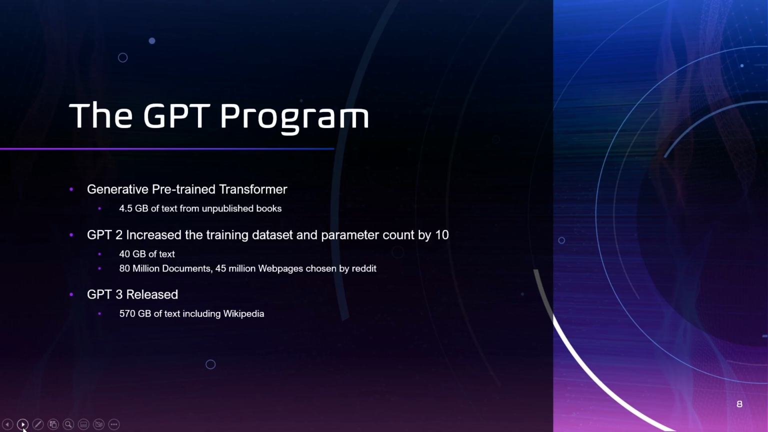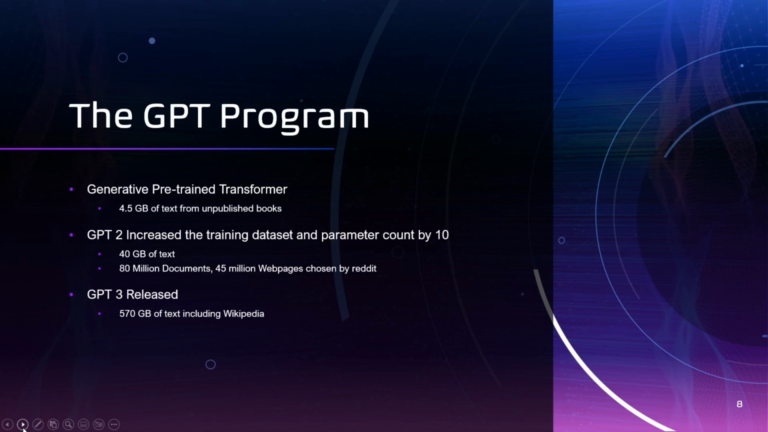So let's get down to what GPT is, right? GPT stands for Generative Pre-trained Transformer. And what that means is it's basically a neural network that uses a large language model, and it's pre-trained using a certain data set. So the first GPT that was created used a very small sample size, just 4.5 gigabytes, and it got all this data from unpublished books. So it's not a great data set. And I haven't actually seen GPT-1 in action, but I've heard it's pretty rough, right?